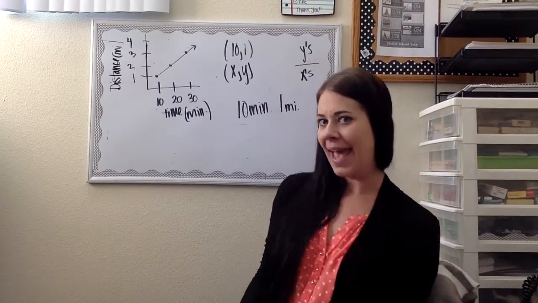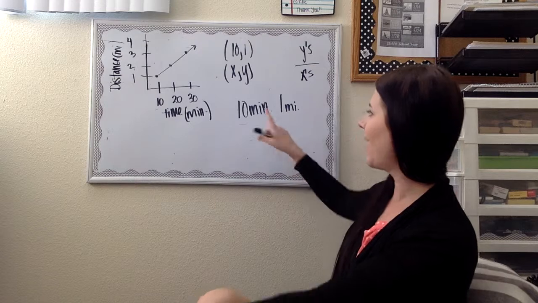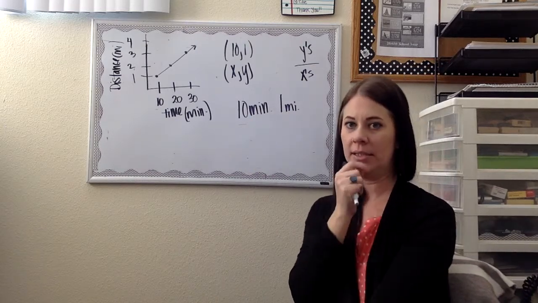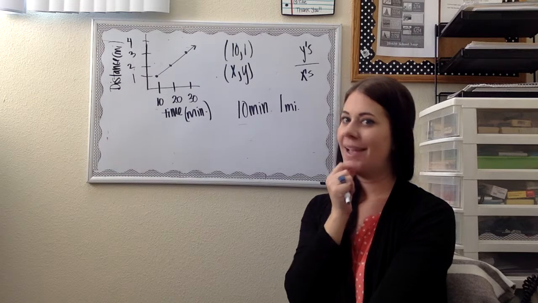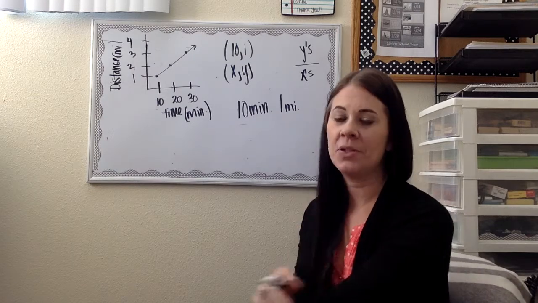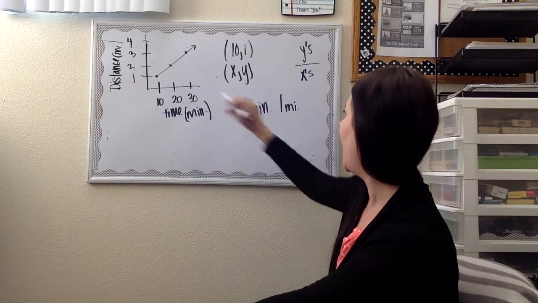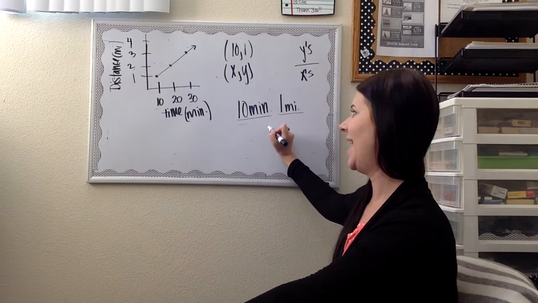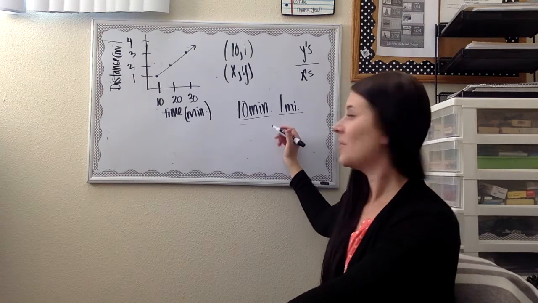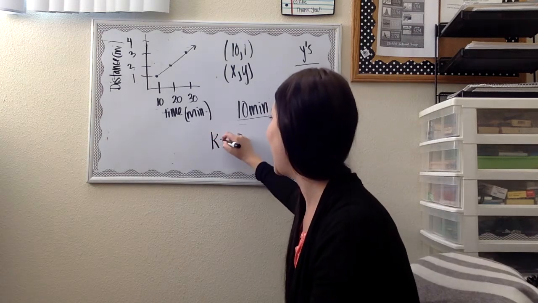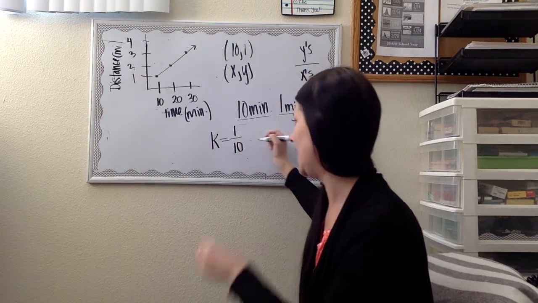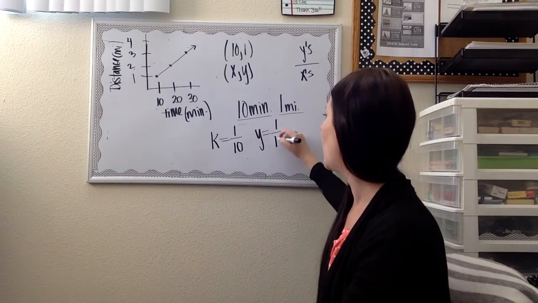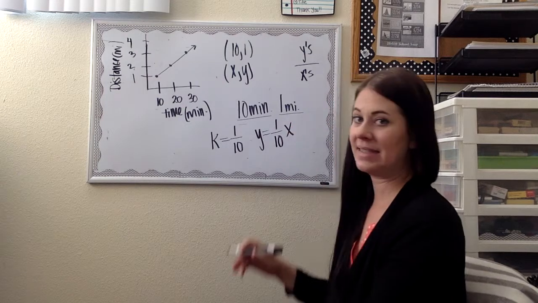So to find the K, am I going to do 10 over 1 or 1 over 10? Think really, really hard about it. I know it feels wrong, but we have to do 1 over 10 because our y is distance, and this is y. And our x is 10, and that's minutes. So our K is actually 1 over 10, and our equation is y equals 1/10 x.